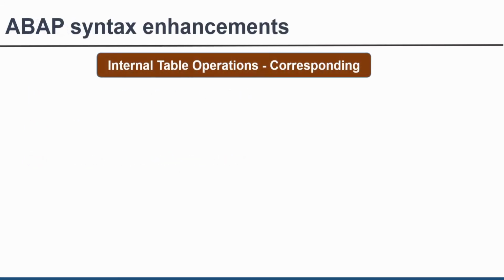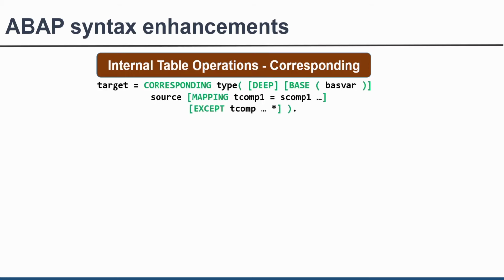Internal table operations using the CORRESPONDING operator. It is basically used to transfer data from one internal table to another whose structures are not exactly the same. Syntax is given here. Different alternatives are there. Here you can see the comparison between old and the new approach.